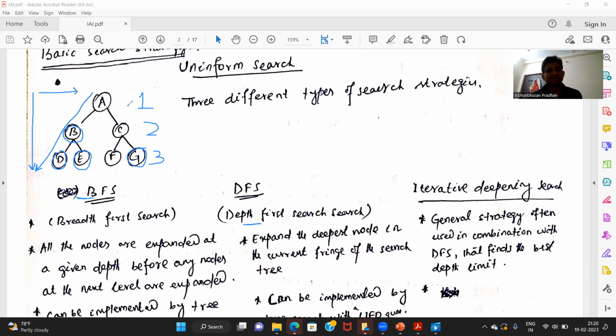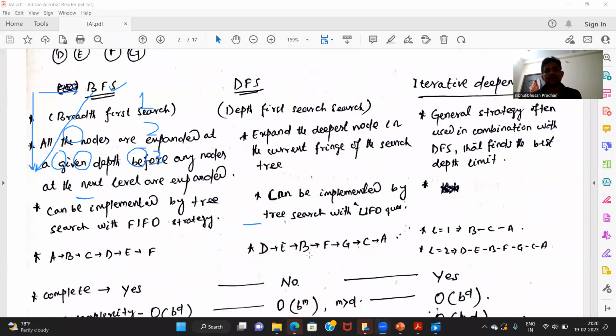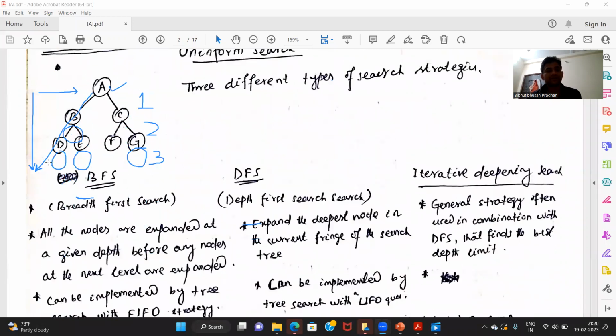Similarly, what is the next branch? The next branch is G, F, C. So these branches are completed and finally it is A. So let us see what are the different nodes it is traveling: D, E, B, F, G, C, and A. So this is how it is traveling.